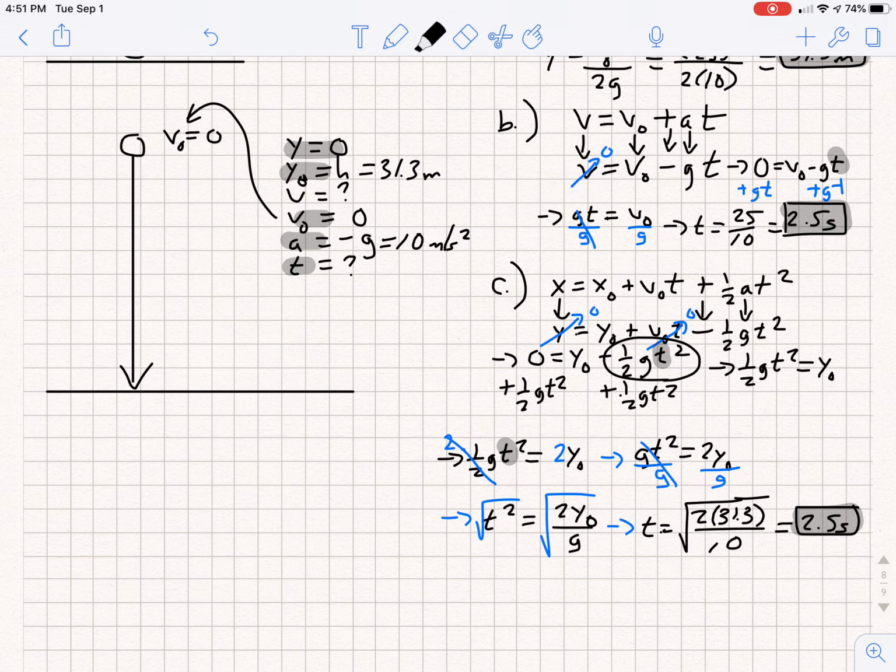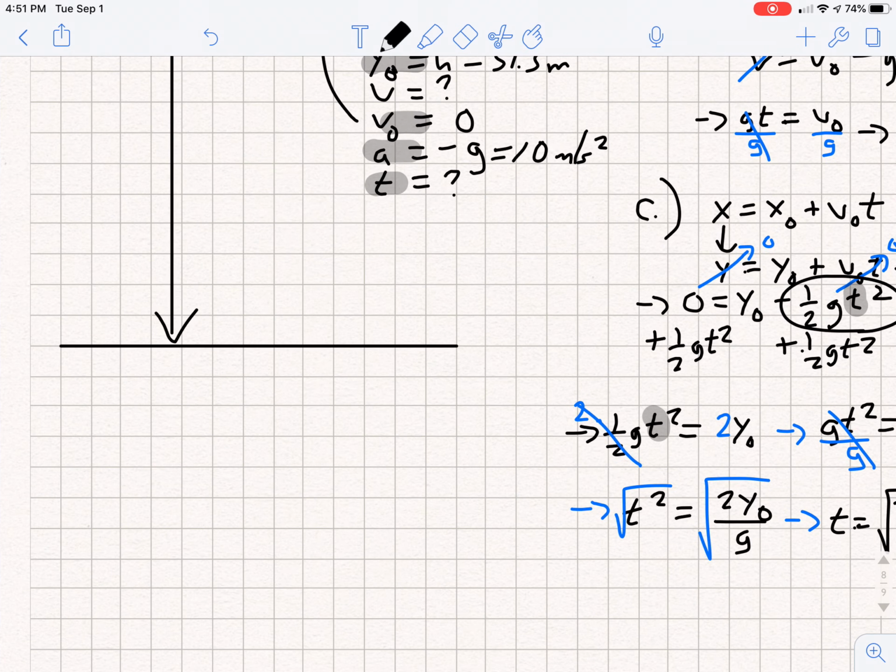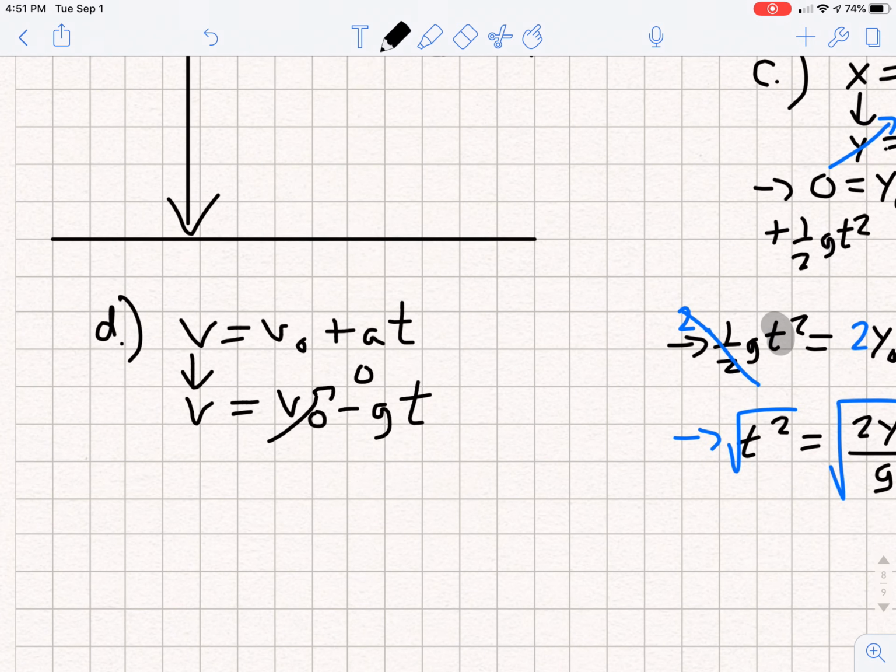Lastly, for part D, we want to know the speed at which it is falling when it returns to the level from which it started. So this equation should help. V equals V naught minus g t, where V naught is 0. And the velocity is equal to negative 10 times 2.5, or negative 25 meters per second.